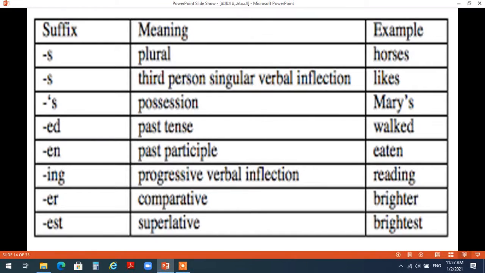And sometimes we have to give comparison. So we simply add the inflectional suffix er to make a comparative degree, just like brighter. And sometimes also we need to make a superlative degree, and we add the inflectional suffix est, just like the word brightest. So these are the 7 or the 8 inflectional suffixes which are found in English.